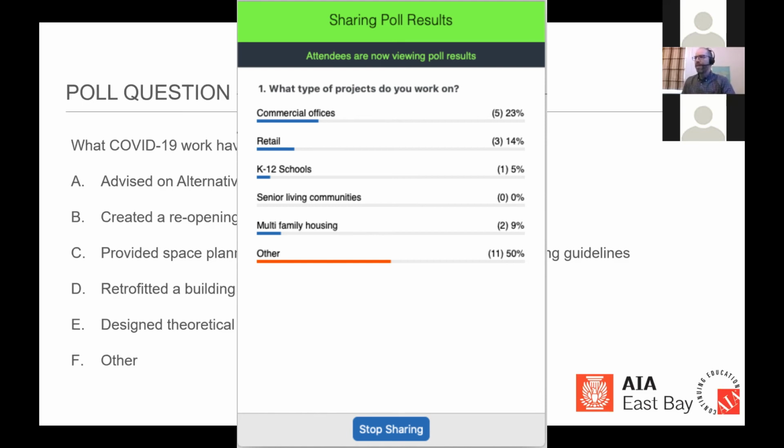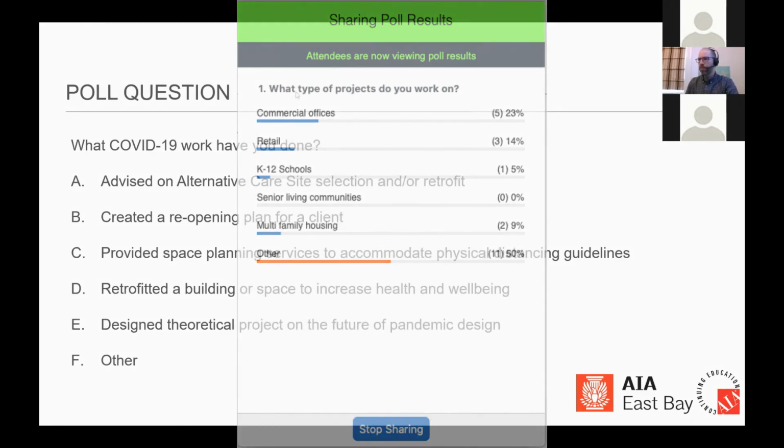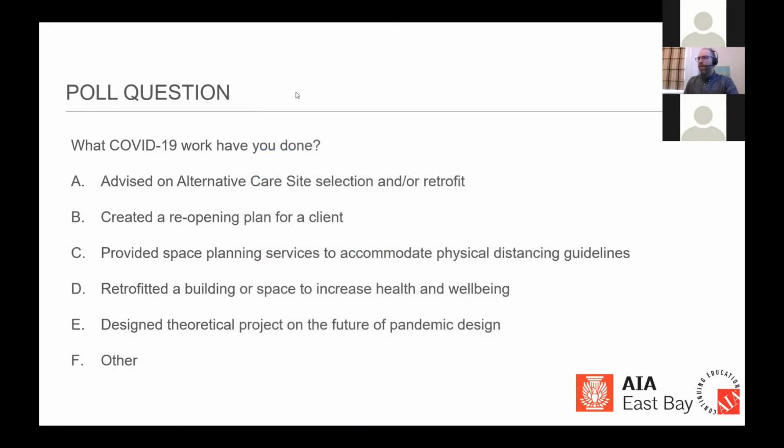Okay, the polls are in. So I think what leads this category is the other, so I'm interested to hear what that is. The second place is provided space planning services to accommodate physical distancing guidelines. And third is advised on alternative care sites selection and/or retrofit.